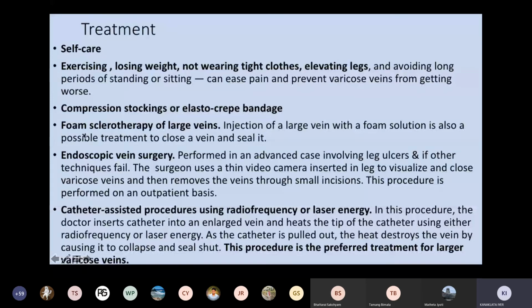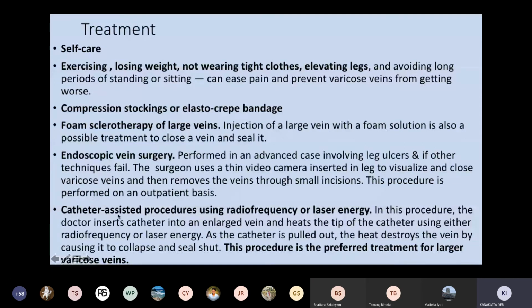Then there is sclerotherapy, which is called foam sclerotherapy. A foam solution is introduced into the veins, which will close the vein and seal it. Then there is endoscopic vein surgery. It is performed in advanced cases, during leg ulcer. A thin video camera is inserted into the veins of the leg to visualize and close the varicose veins, and then the veins are removed once again through a small incision. So instead of that long stripping wire, they use this.